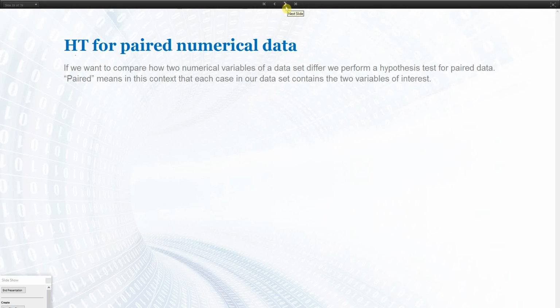Okay. If we want to compare how two numerical variables of data differ, we can test on paired data. Paired data means that each entity in our data set has two properties. Let's make an example to make this clearer.